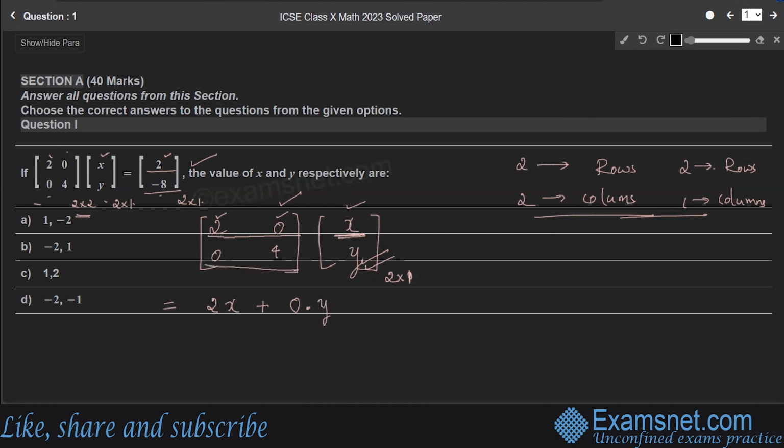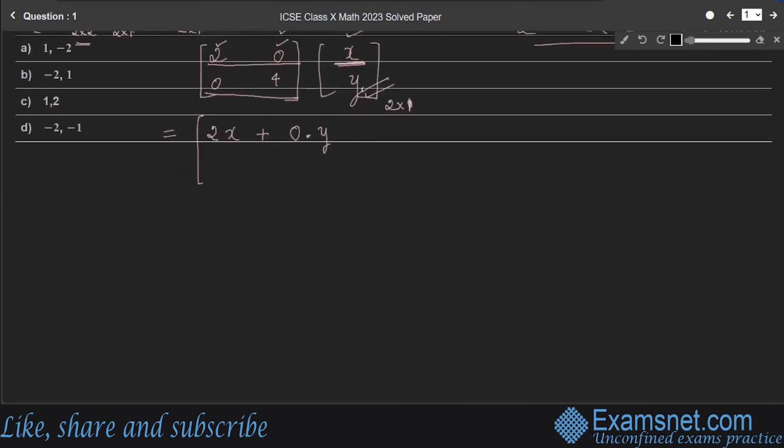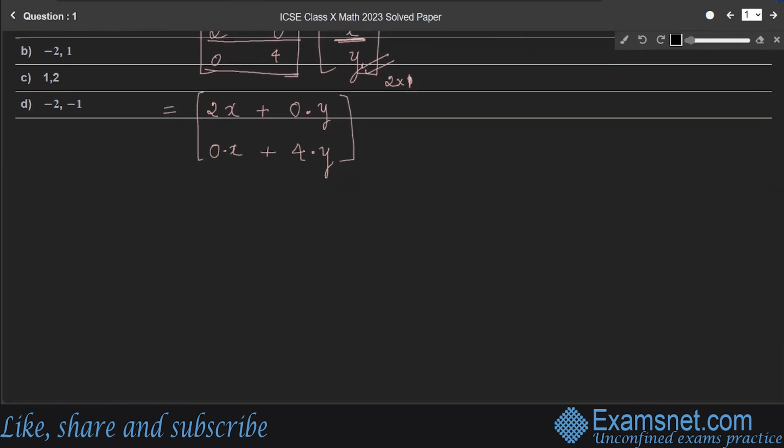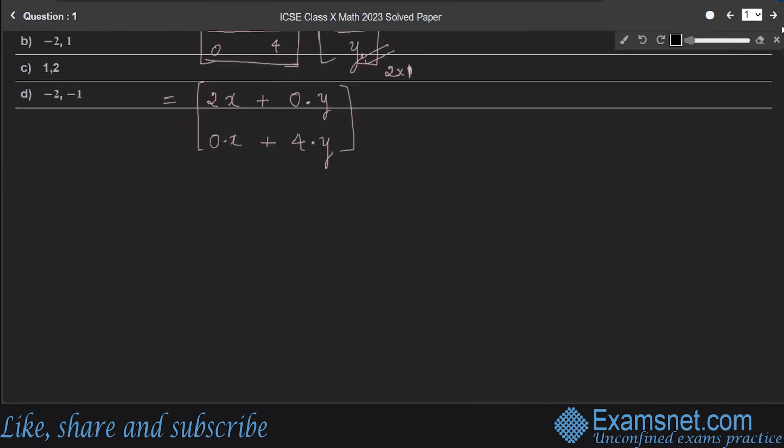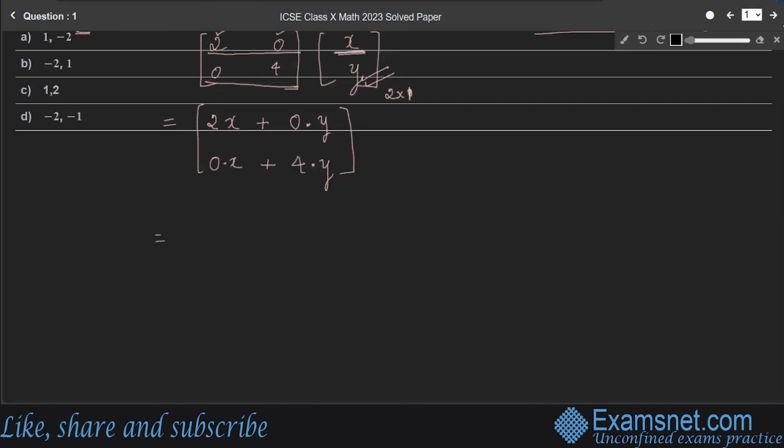Consider the second row. The first number is 0 into x plus 4 into y. According to the question, the product of the given two matrices is equal to a matrix whose elements are 2 and minus 8. So keep that in your mind. Here the product becomes 2x and in the second row it is 4y, which is equal to 2 and minus 8.